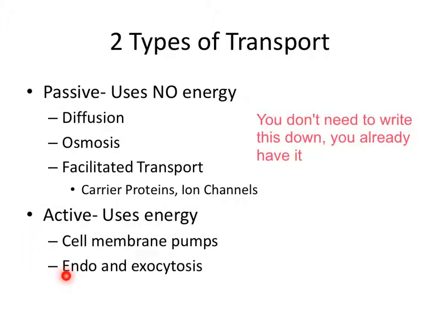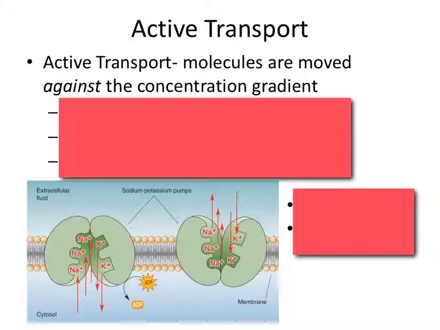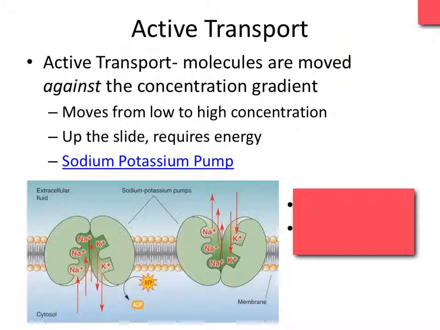Now we're going to move on and talk about our active transport. These are going to use energy. Examples of these would be the cell membrane pumps and endo and exocytosis. So our first example of active transport, remember that molecules now are moving against the concentration gradient. It's like if you're paddling a canoe against the flow of the stream, you're going to have to use some energy. So in this case, the molecules are moving from low to high concentration. These guys are going to go up the slide, and you have to use some energy if you want to try to walk up a slide the wrong way.